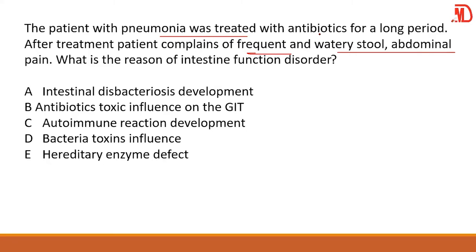The term intestinal dysbacteriosis is referring to a microbial imbalance. The normal GIT also has its own microflora, its own microorganisms. Now, if too much antibiotics is there, it will even kill the normal microflora that is needed in the body. And that will lead to what we call dysbacteriosis or dysbiosis. That means there's an irregular balance of the microorganisms inside the GIT. So it will lead to the following symptoms, and hence your answer is A.